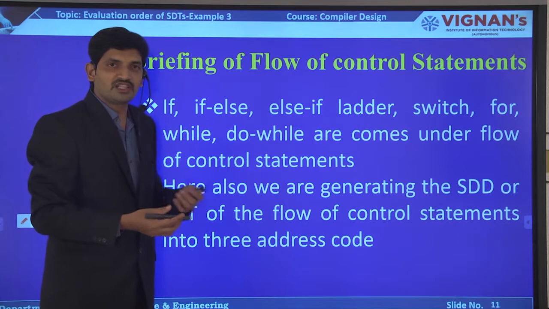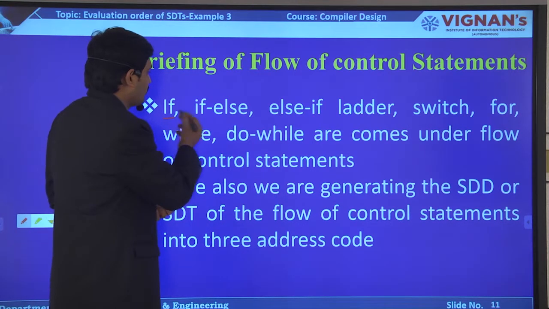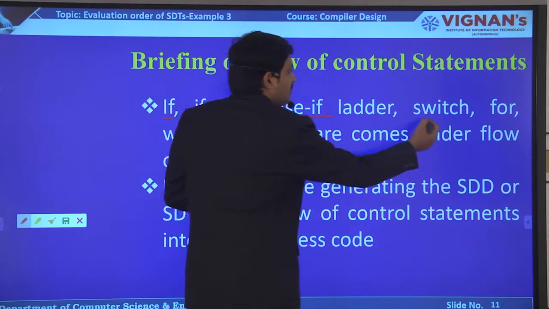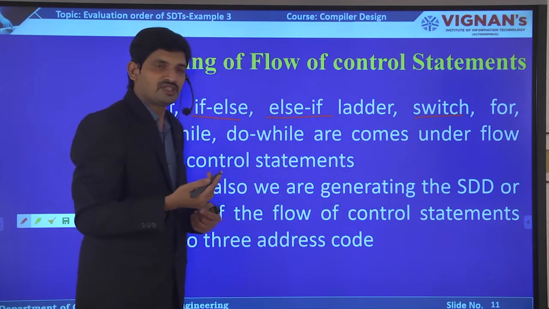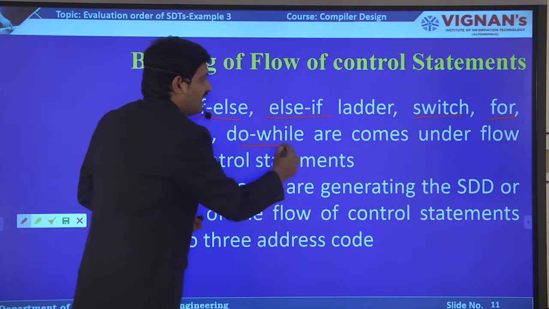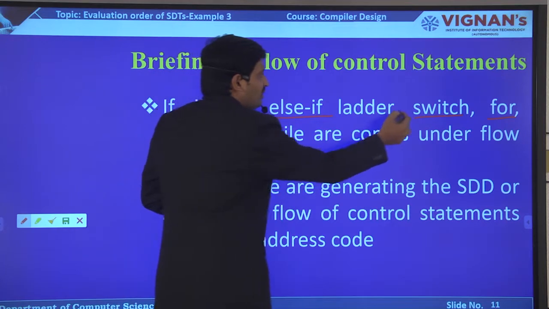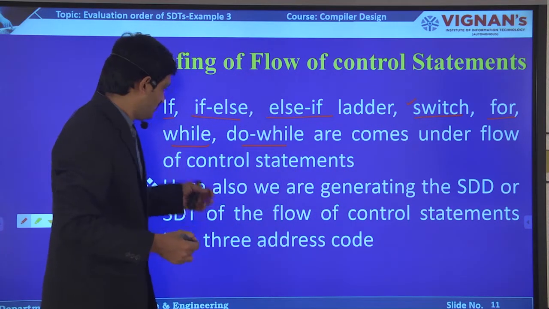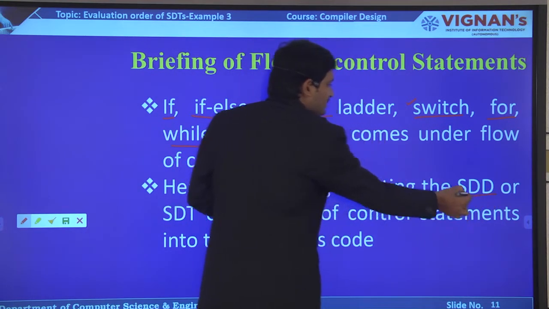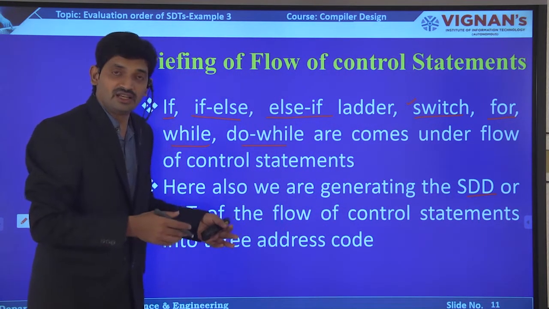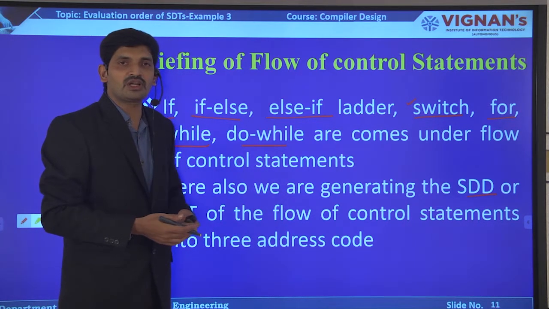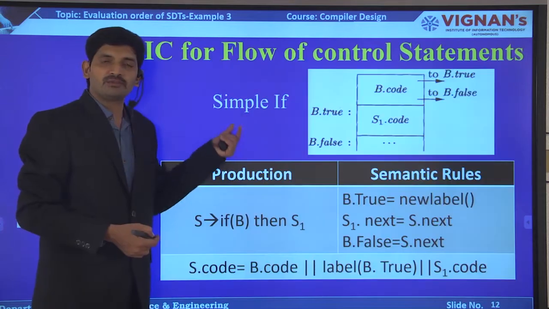What are the various flow control statements? The simple if else, else if ladder, switch, and the looping statements like for, while, do while. And here also we are going to generate the SDD, syntax directed definitions. Then we are going to generate the 3 address code for these flow of control statements. Come to the first example.